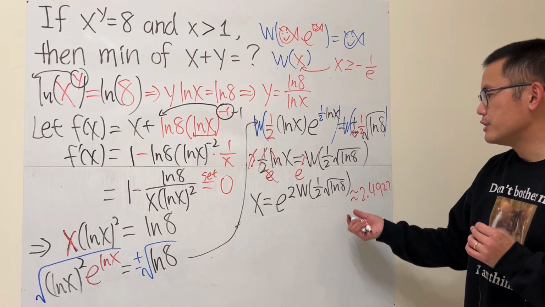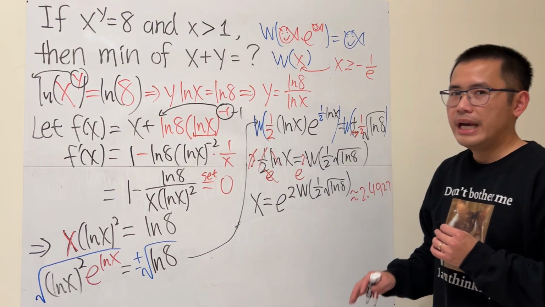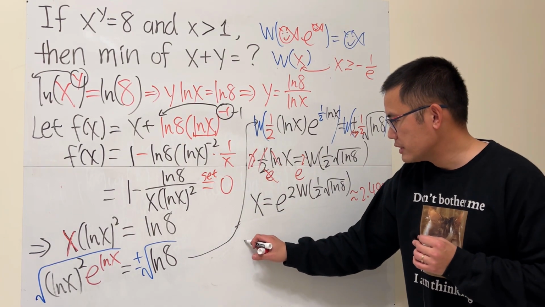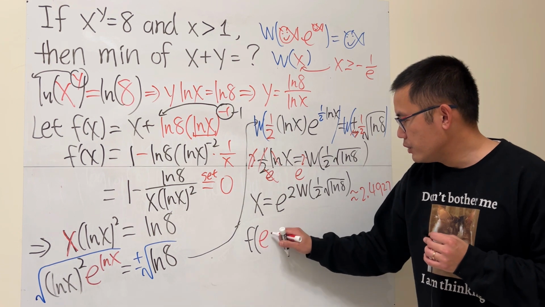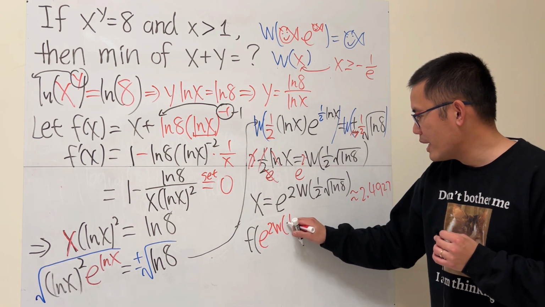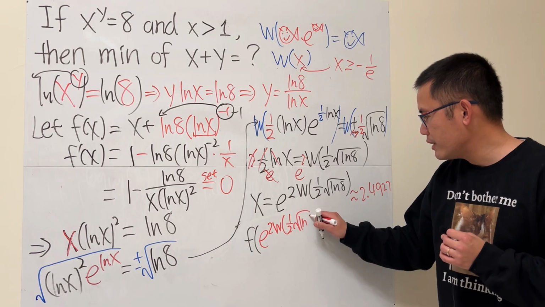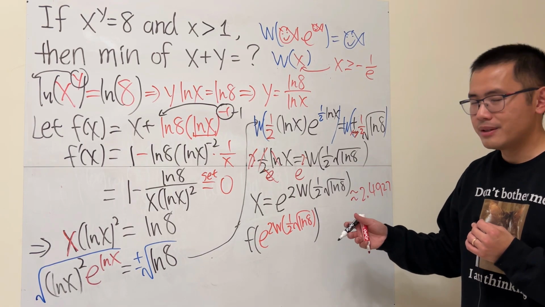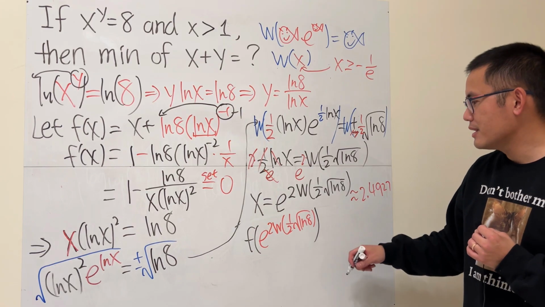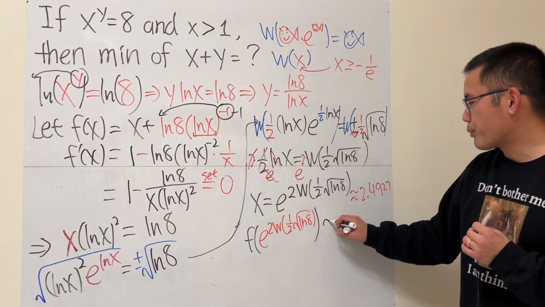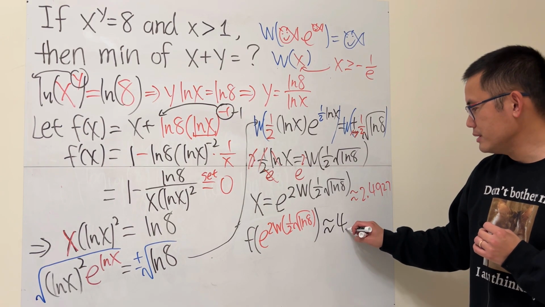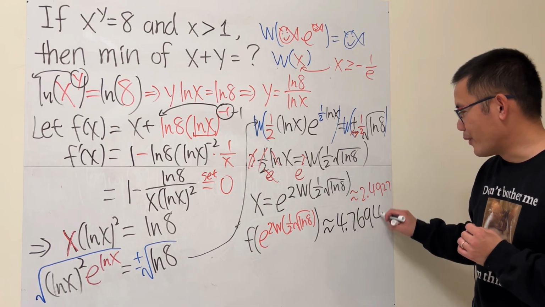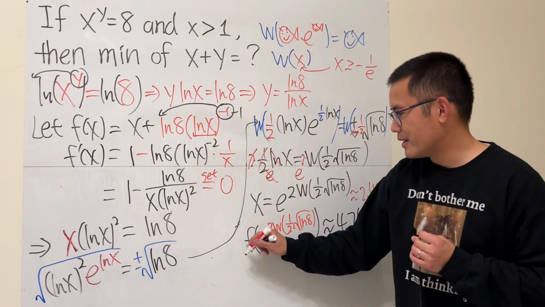Okay, so now we have this. All we have to do is just put this into our function, and I'll tell you that will give us the minimum. So the minimum is just f of e to the 2W of 1 over 2 square root of ln8, and then you can use Wolfram Alpha or whichever software that you want. Compute it, you will get approximately 4.7694. And I will tell you, this right here is the answer.